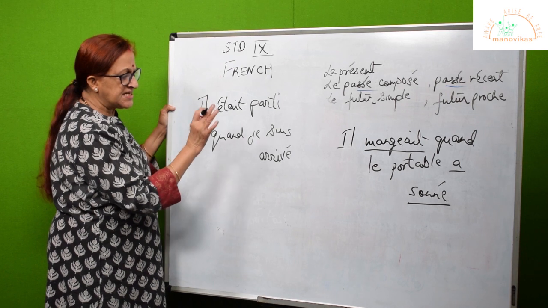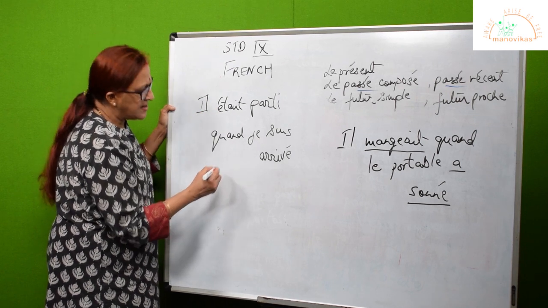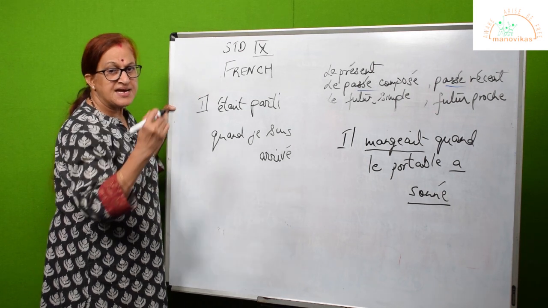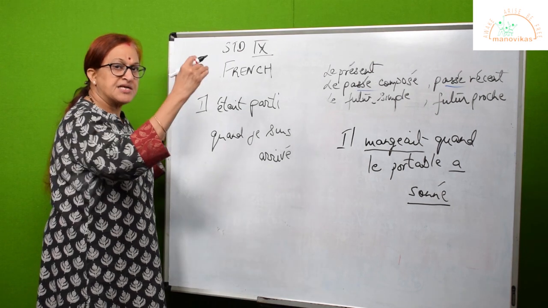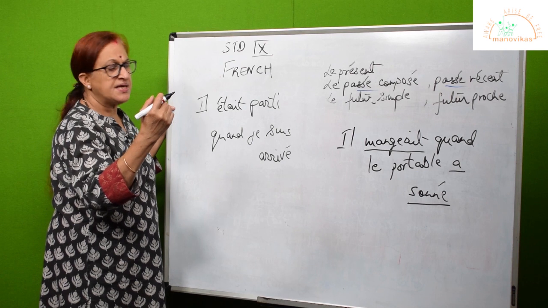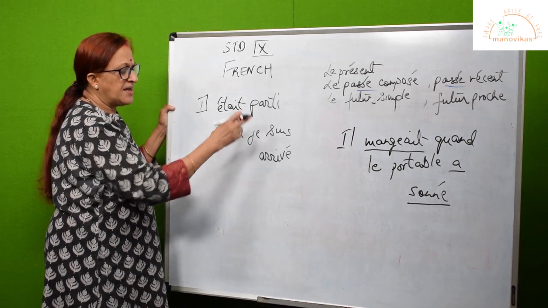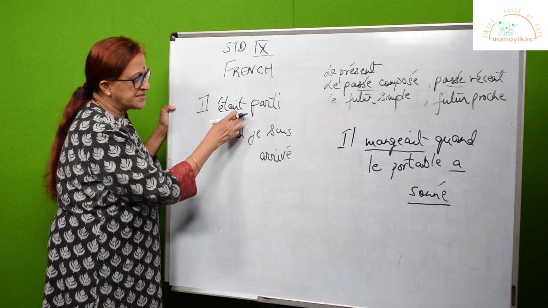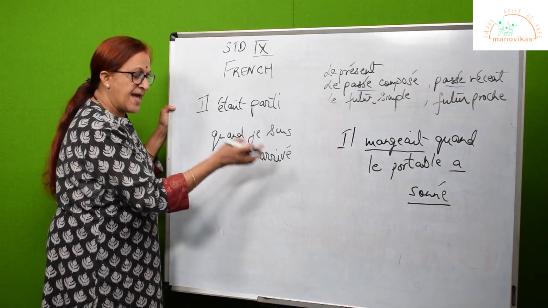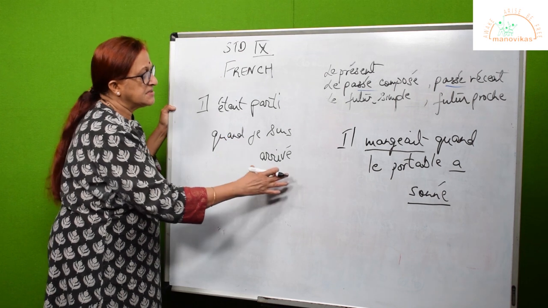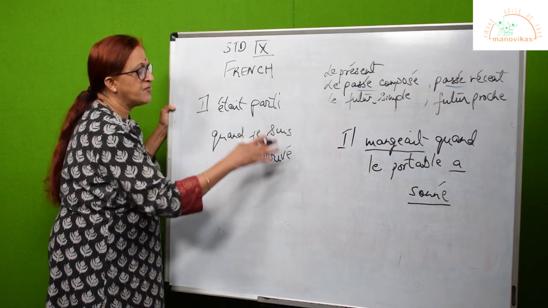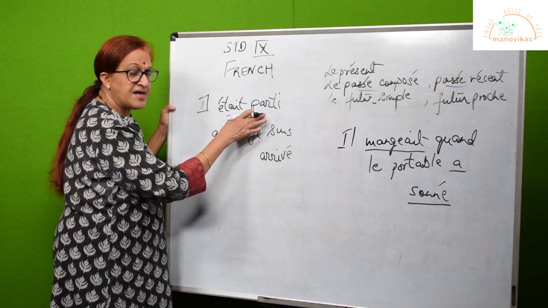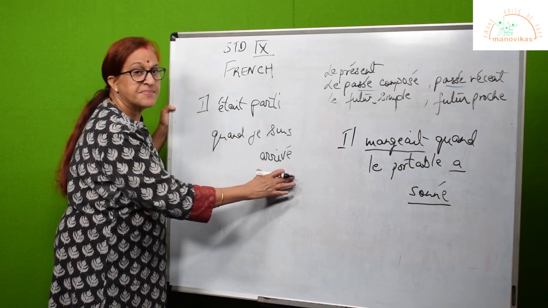So you have seen three types of sentences: when I am using passé composé and imparfait, passé composé and passé composé, and plus que parfait and passé composé. So here both the actions are in the past only. The actions are over. But this has happened long before this happens. So here I am using plus que parfait and here I am using passé composé.